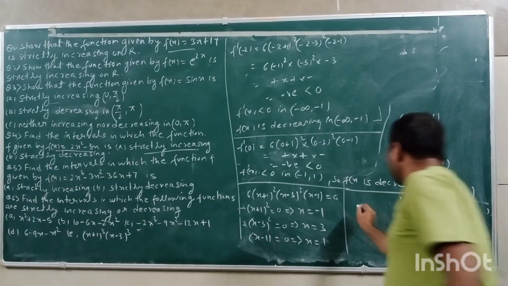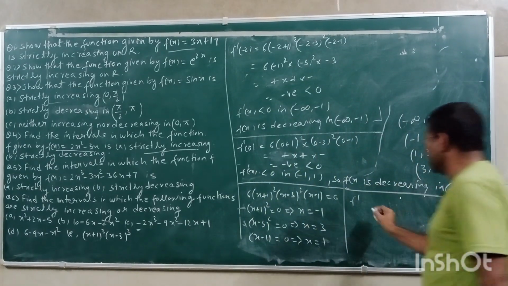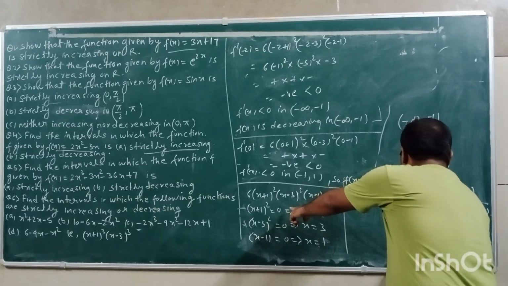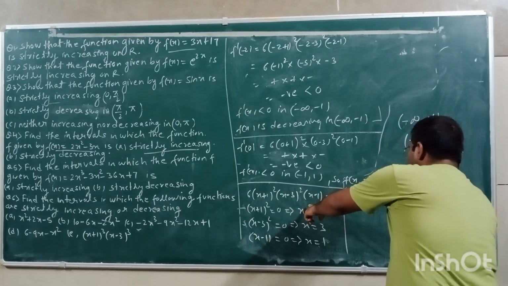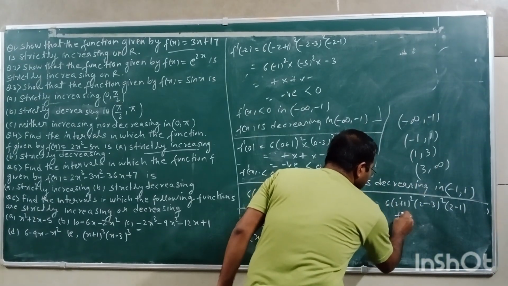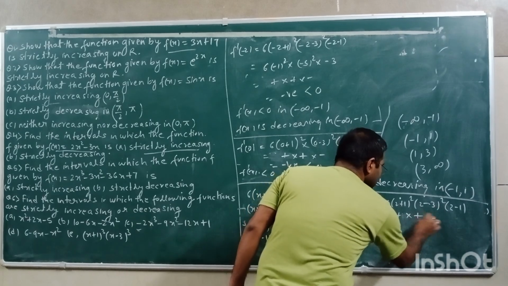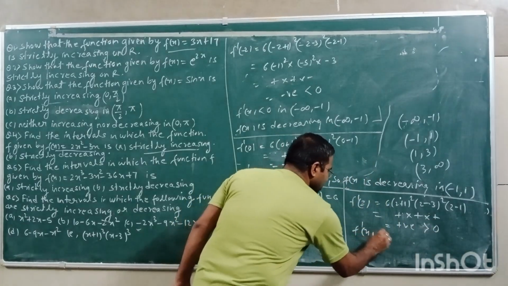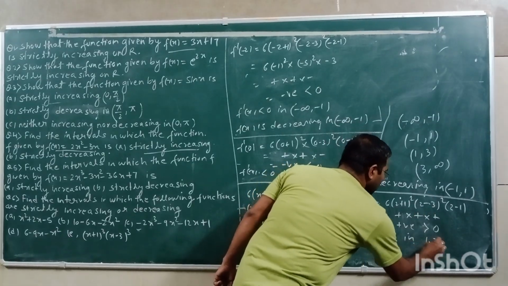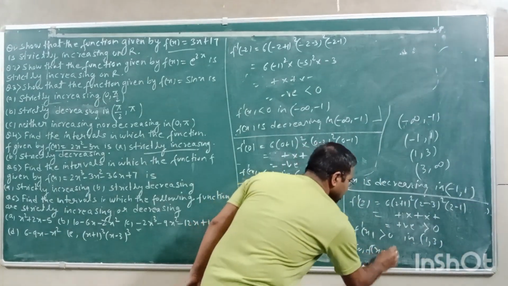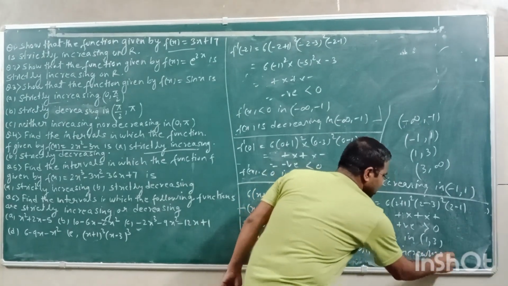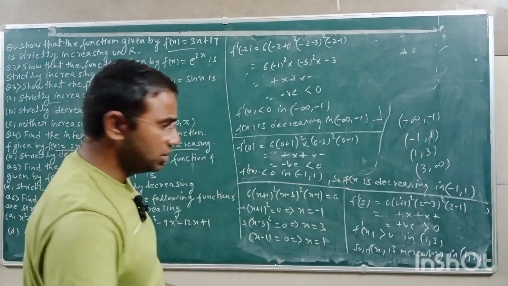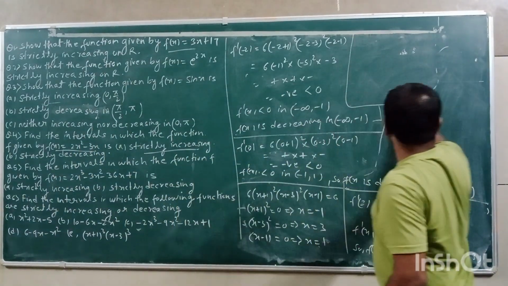So let us check f dash. Now from 1 to 3, 2 will come, so put 2 here. Then what will come? 6 into 2 plus 1 whole square, 2 minus 3 whole square, 2 minus 1. Now see, here you will get a positive value, here also positive, here positive. It means the total is positive, greater than 0. It means f dash x is greater than 0 in the interval 1 comma 3. So f x is increasing. What you will say? f x is increasing in 1 comma 3. Now let us see the last interval.